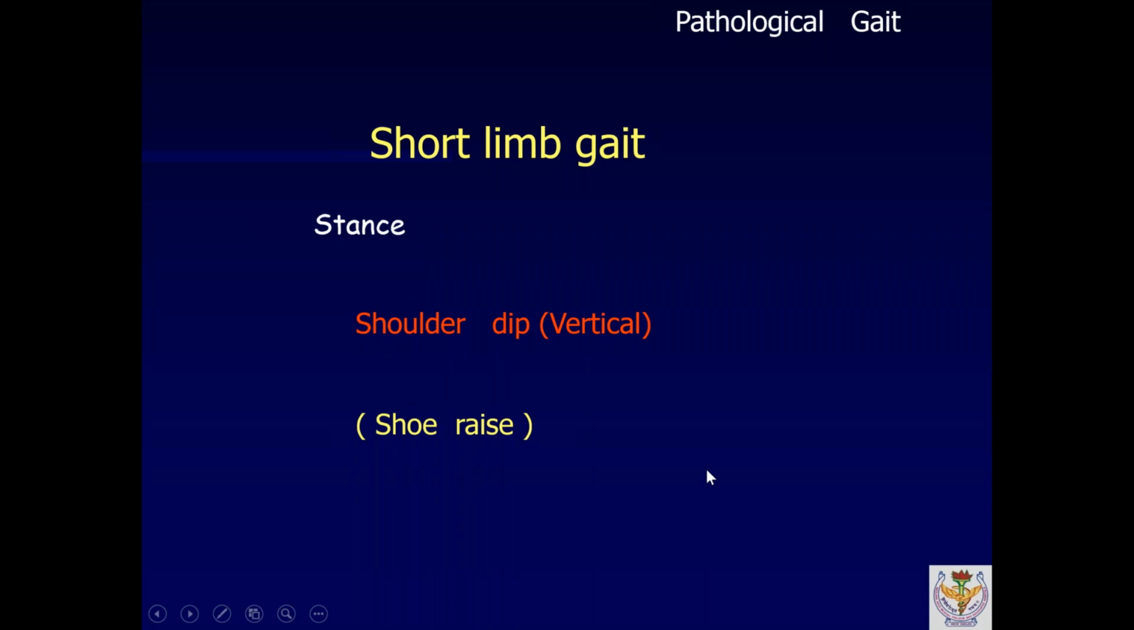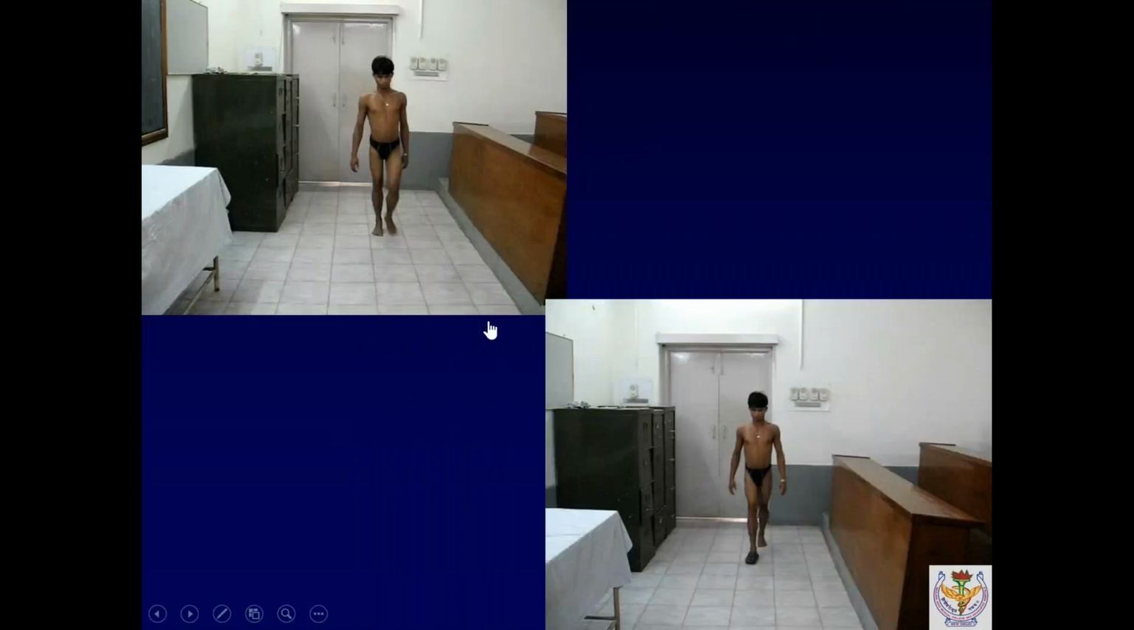And we can watch the same patient with the shoe raise. So here is a patient who's got a tuberculosis of the hip joint, and he's got a Trendelenburg gait as well as a short limb gait. So you may have a combination of gait because of different biomechanics. You can have an antalgic with a short limb with a Trendelenburg all combined also.